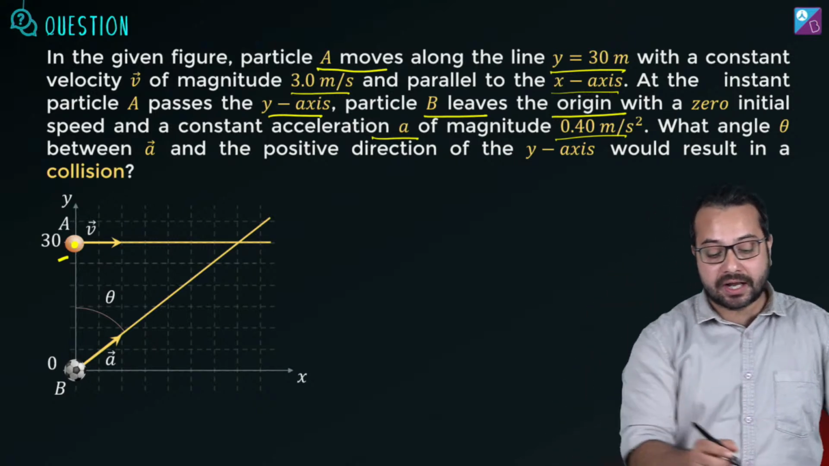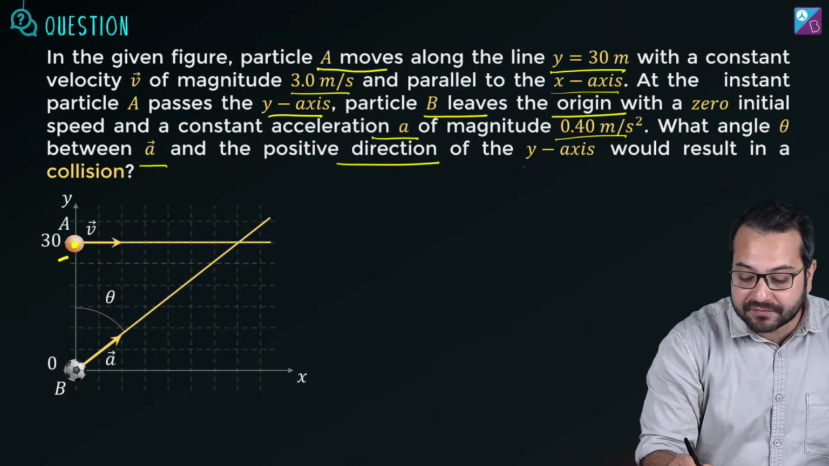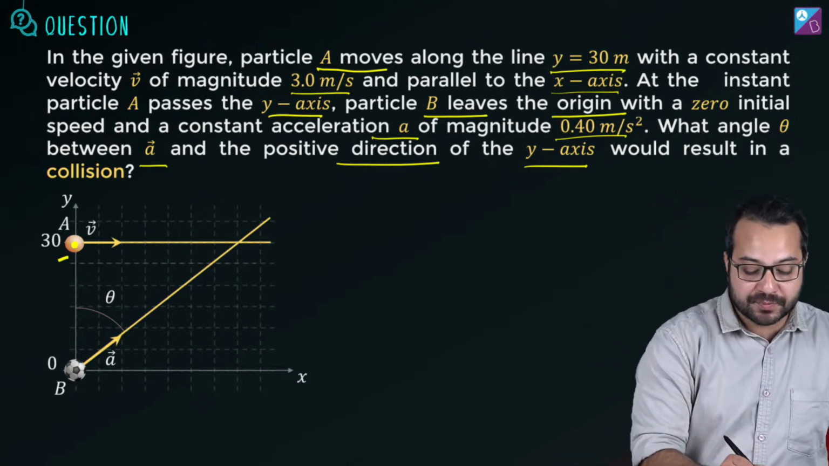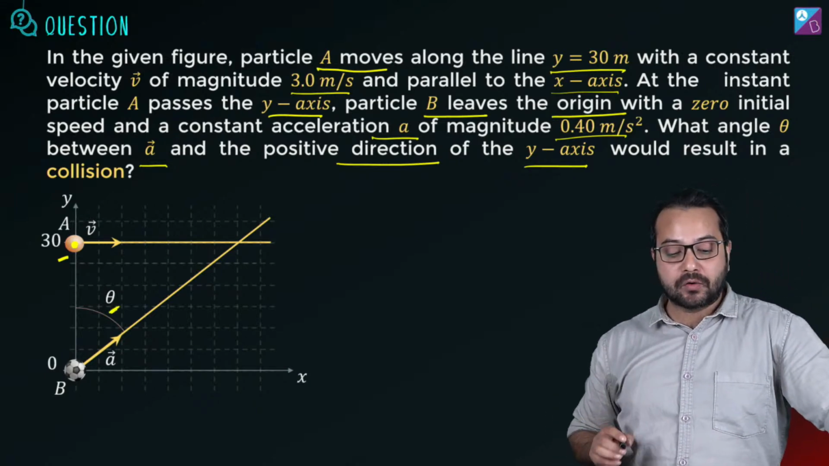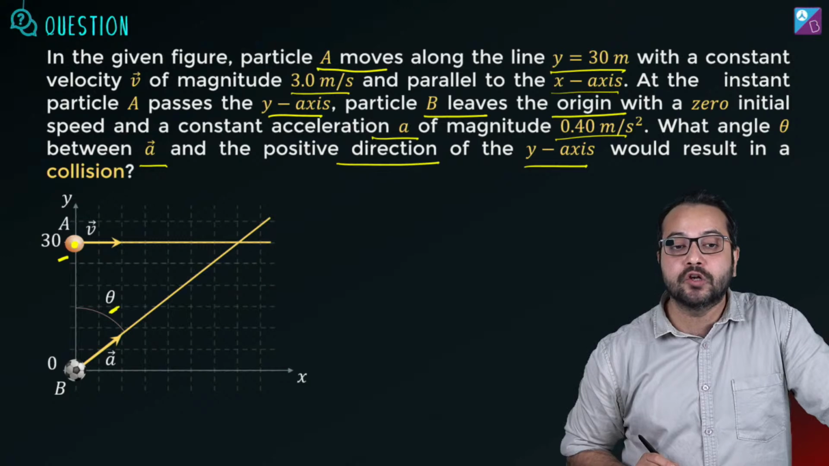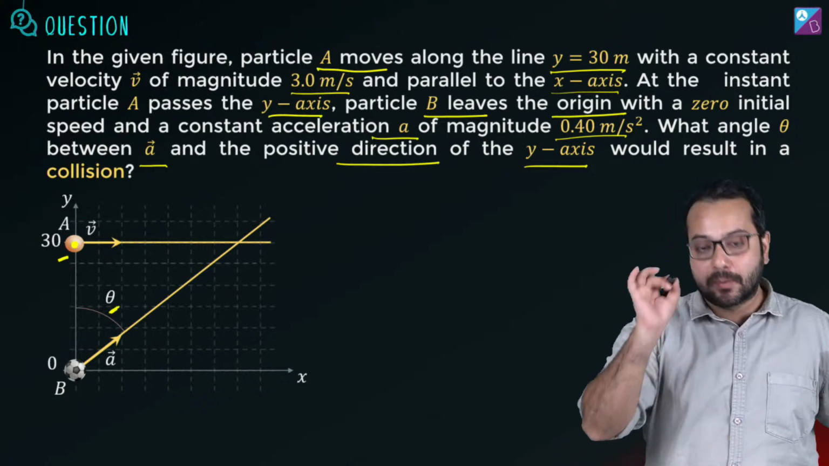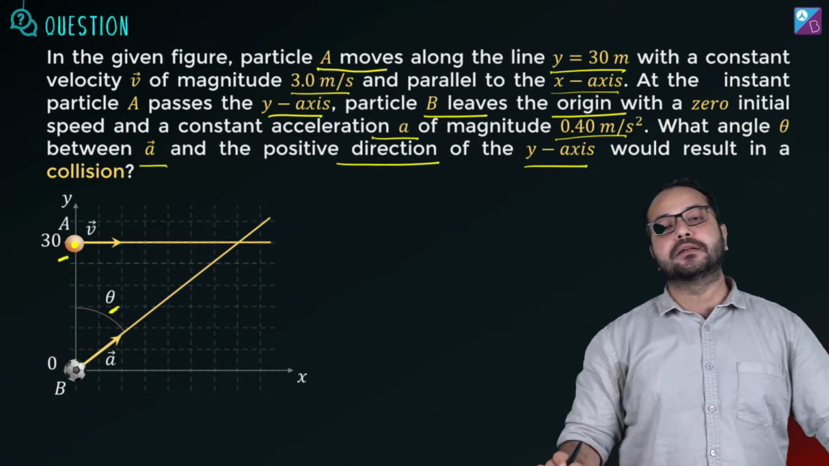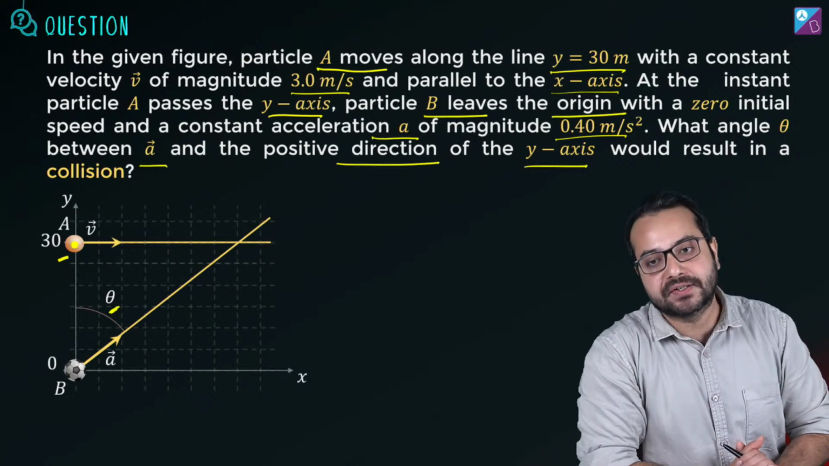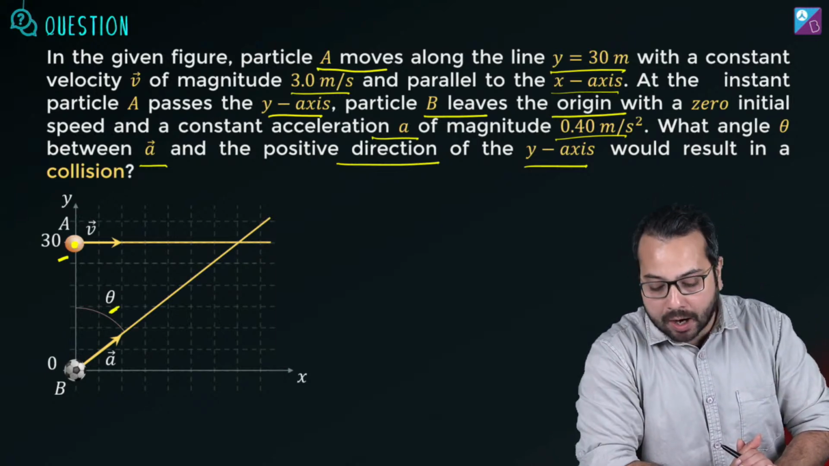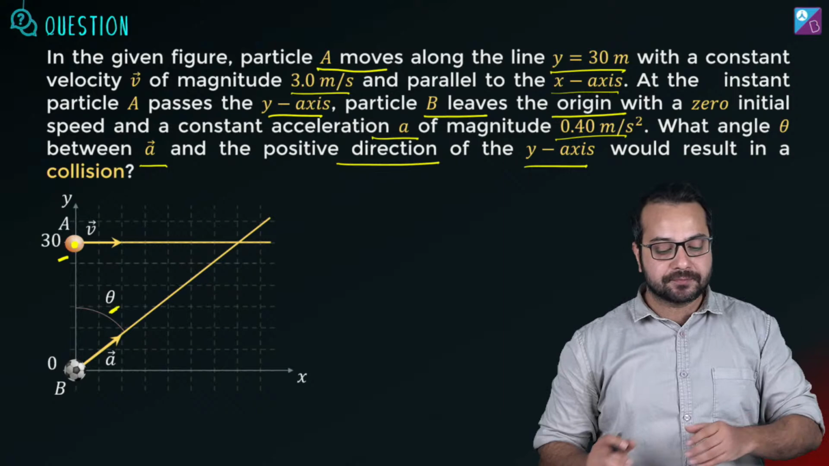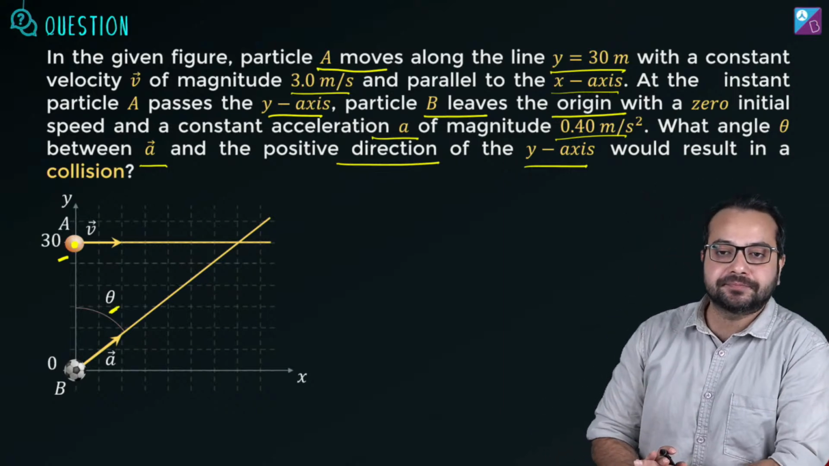What angle theta between a and the positive direction of the y-axis, which means this angle we are talking about, what should be this angle so that a collision occurs between this ball and the particle? Alright, that's the question, guys. Now you guys help me how to solve it. Is the question clear? Is the question absolutely clear?